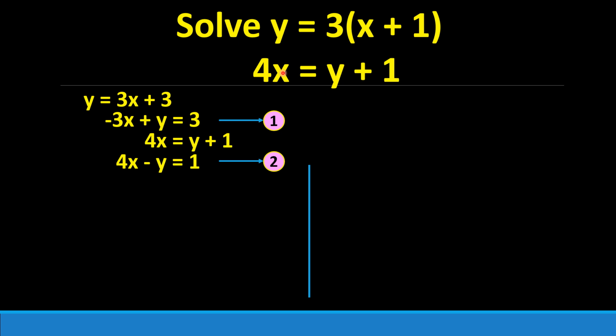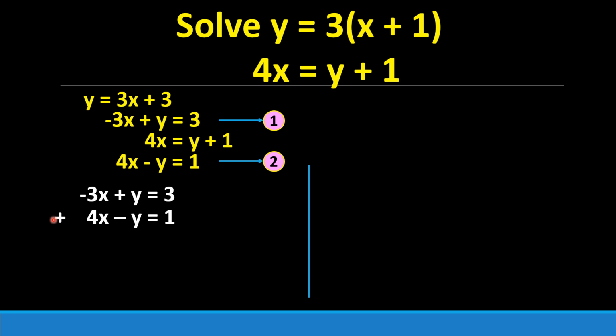Now, two values are there without any coefficients, plus y and minus y. Or we can say that their coefficients are same. The coefficient of this y is 1 and the coefficient of this y is also 1. So we can eliminate these two values. For that purpose, let us consider these two equations. And here we have to add the two equations instead of subtracting.